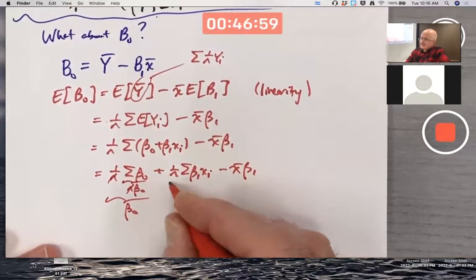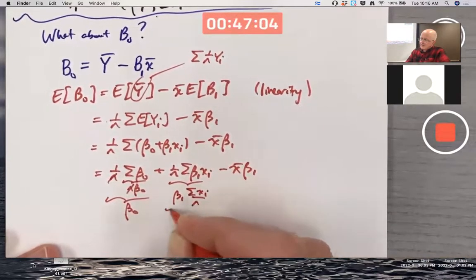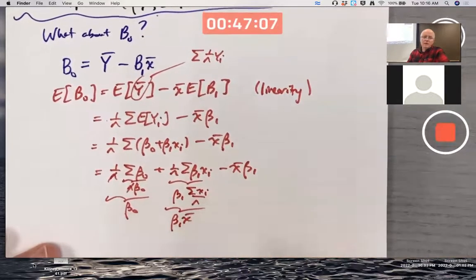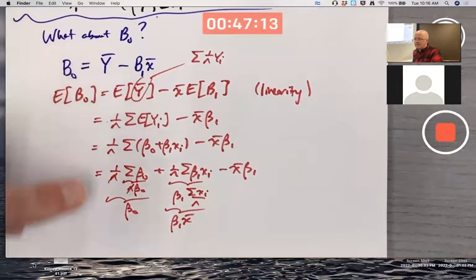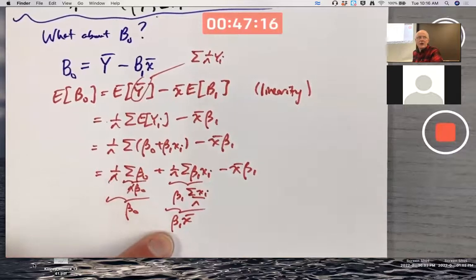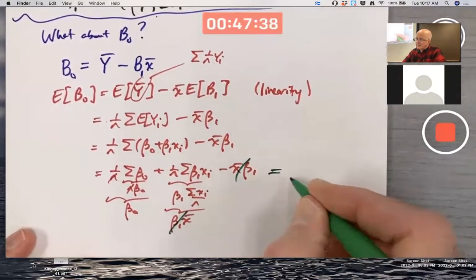The beta 1 comes out. This is the same as beta 1 times the sum of the xi's over n. Therefore, this is the same as beta 1 times x bar. In other words, yes, I predicted just a minute or two ago the expected value of y bar would be beta 0 plus beta 1 times x bar. The regression equation, replace x with x bar. That should make sense. Said that about 2 or 3 minutes ago. And then these two things cancel. So this ends up equaling beta 0, just like you'd hope.